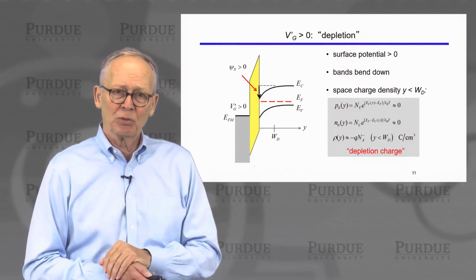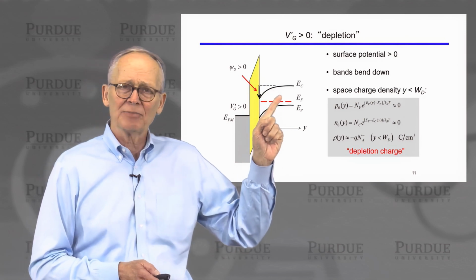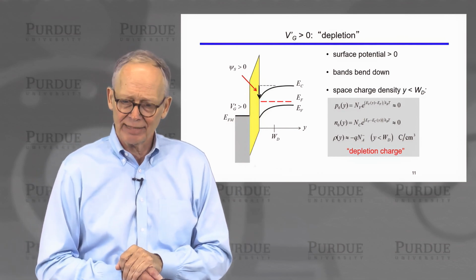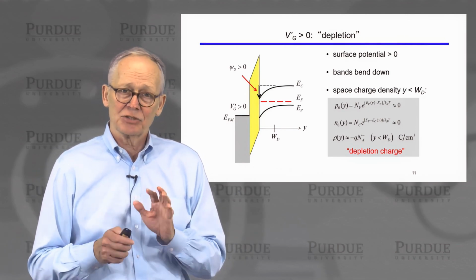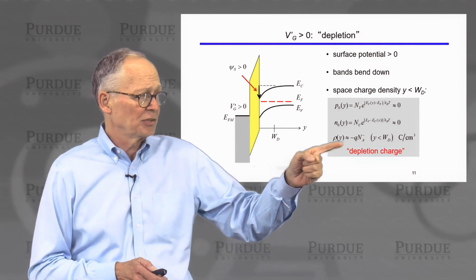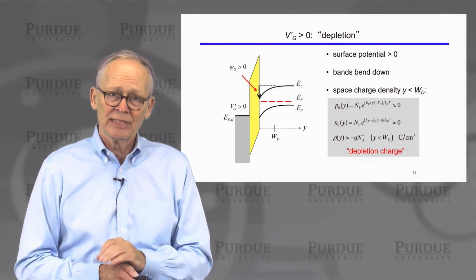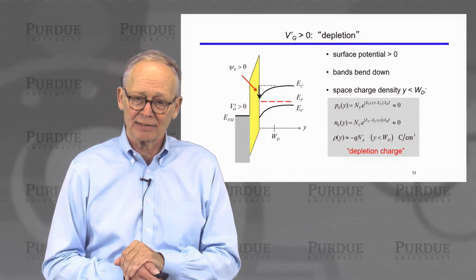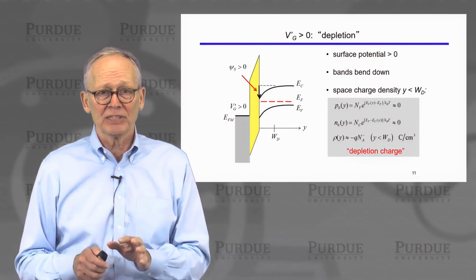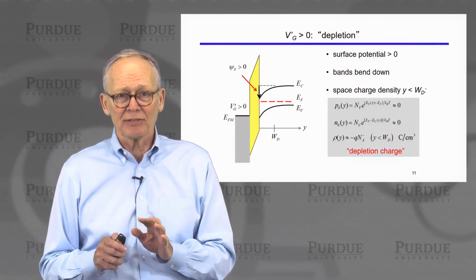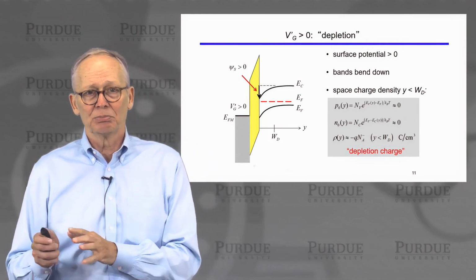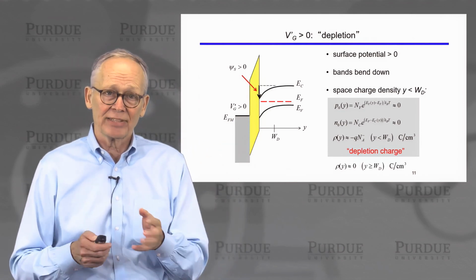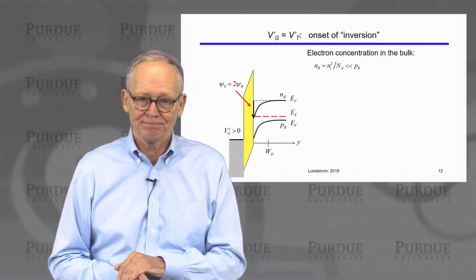And since we've pushed all of the mobile holes away, and since we don't have many mobile electrons because we haven't pulled the conduction band down close to the Fermi level yet, we only have the charge due to the ionized acceptors. So the charge is very simple. In this depletion region, it's just minus Q times the p-type doping density, the ionized acceptor density. This we call the depletion charge, due to the dopants that were left behind when their mobile holes were pushed deep into the semiconductor. Deep in the semiconductor, everything balances and the charge is zero.